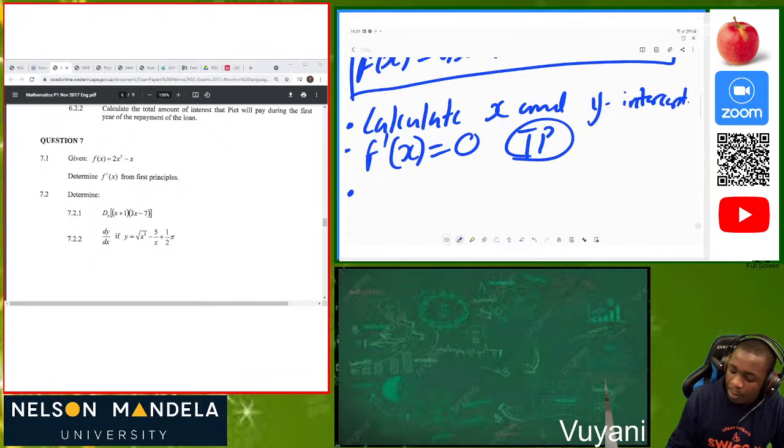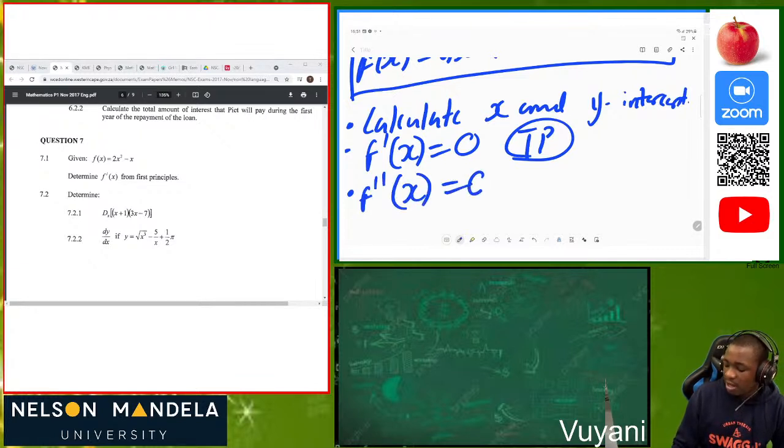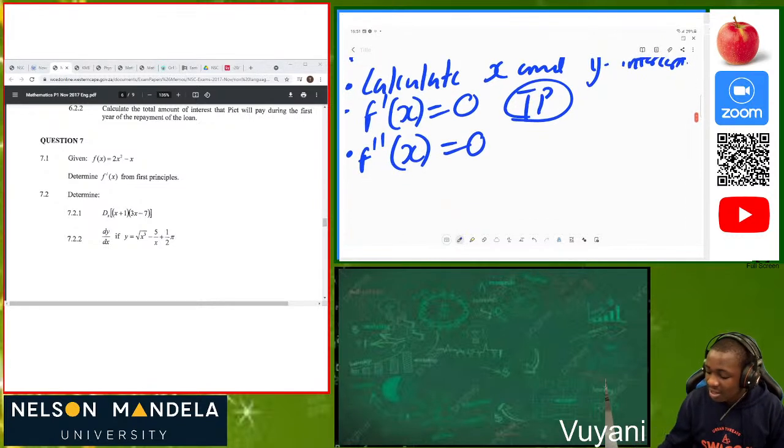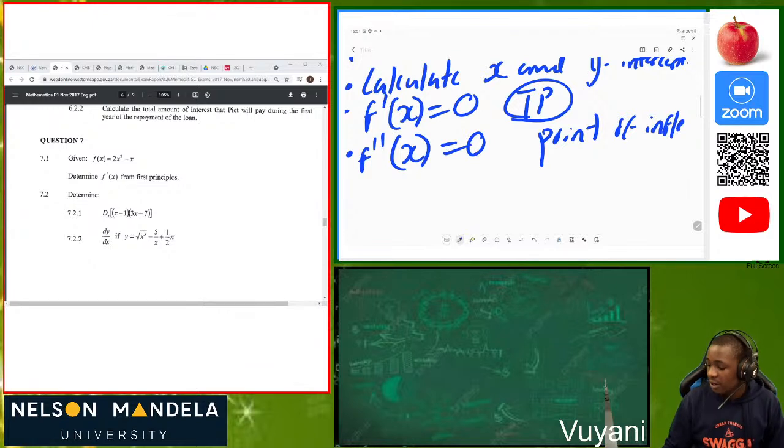Then for the point of inflection, you just have to determine the second derivative of your function. Then you equate it to 0. Please don't forget that this is for the point of inflection. Yes, it's point of inflection.